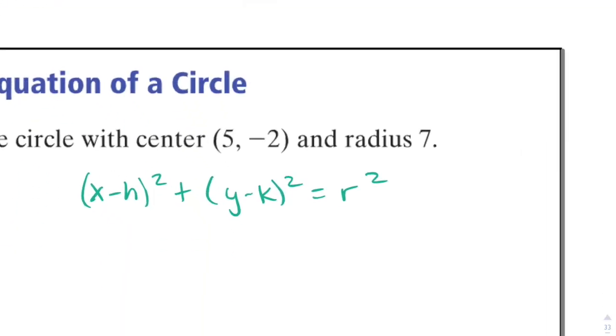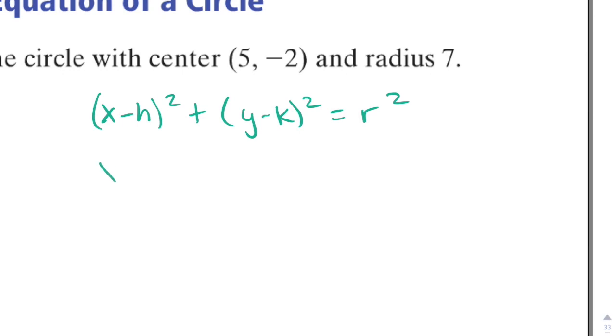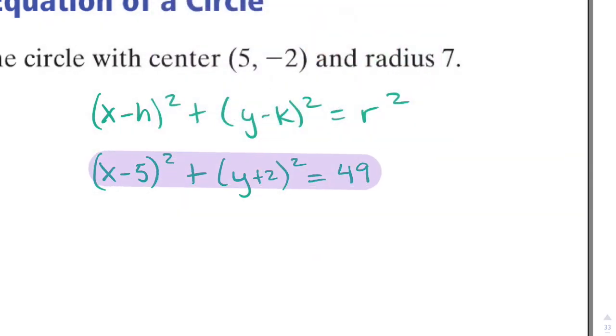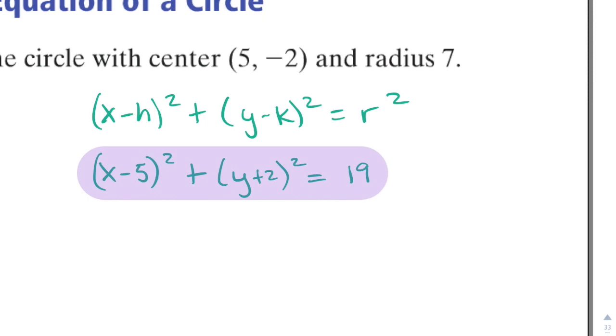So we're going to fill in the rest of this answer. It's x minus 5 squared plus y plus 2 squared. We're going to use opposite signs for each one. And r squared is going to be 49. We don't write it as 7 squared. We write it and leave it as 49.